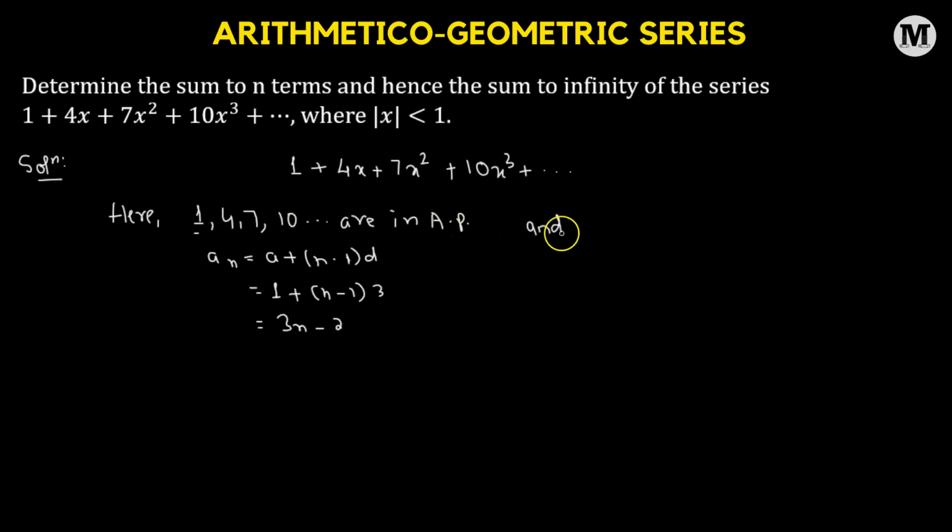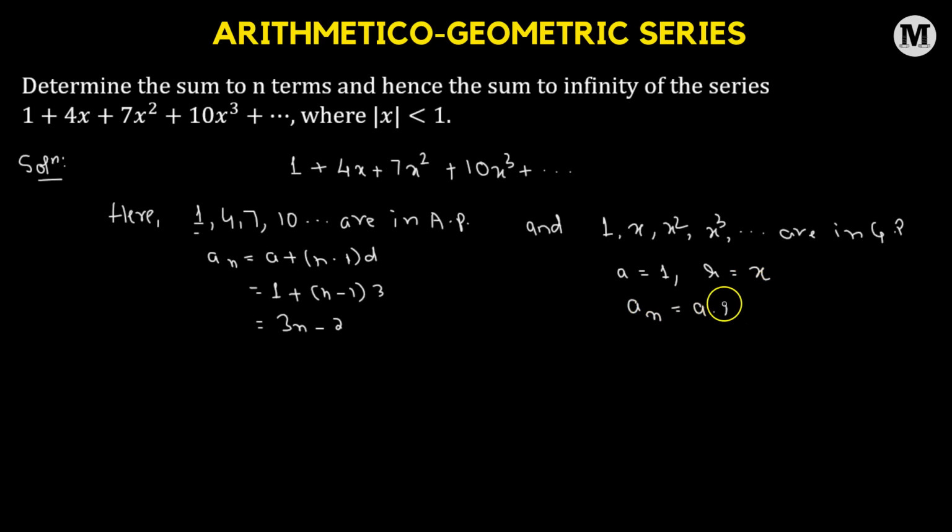And if we consider 1 from the first term, x from the second term, x squared from the third term, x cubed from the fourth term, and so on, these terms are going to be in geometric progression. Now here, the first term equals 1, and the common ratio, which can be obtained by taking any term in the sequence and dividing it with the previous term, is x. So the common ratio is x, and that gives us the nth term, which is defined by a multiplied by r raised to the power of n minus 1. So we have x raised to the power of n minus 1.